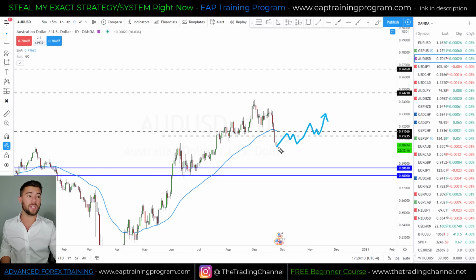The next thing I'll do if we continue lower is look for possible long trades out of 0.6863 between that and the even handle number of 0.6800. If we continue pushing higher even after breaking this level, I'll be looking for resistance around 0.747.